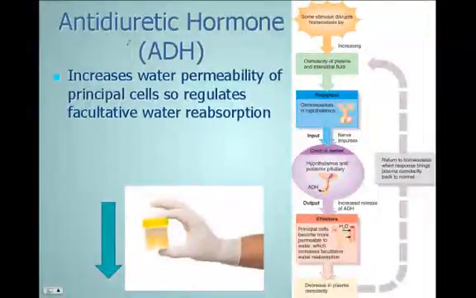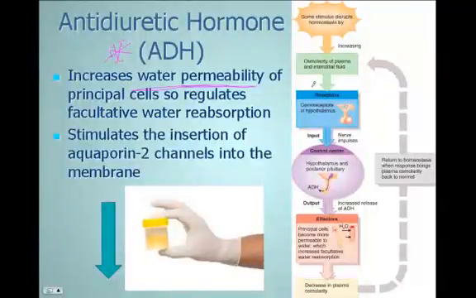Okay, and then we have one of my favorites to talk about, antidiuretic hormone. So what antidiuretic hormone does is it actually increases the water permeability of the tubule cells, so that way we can get more water reabsorption in the distal convoluted tubule and the collecting ducts. So this will happen in the distal convoluted tubule and the collecting ducts. And how it does this is really cool. All it does is stimulate the insertion of these little pores called aquaporins, and they're just like they sound. They're literally pores that allow aqua, or water, through.